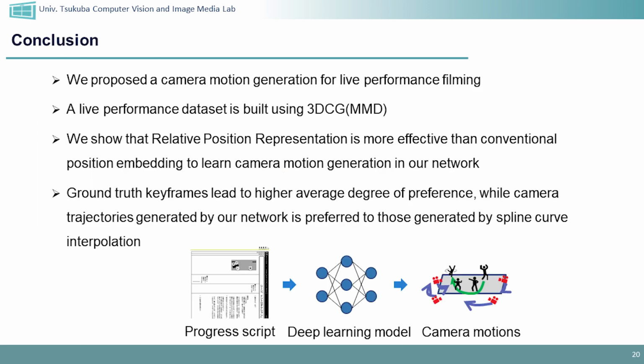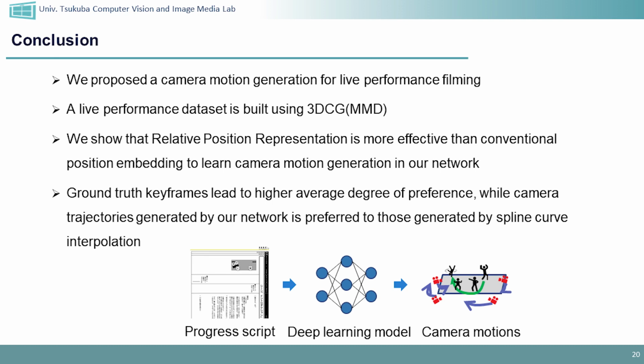Here is the conclusion. In this study, we proposed a 2-stage camera work generation method that can be applied during the filming of live performances. We collected datasets for live performances, consisting of both performer and camera positions and orientation from 3DCG. We compared transformers that embed the relative positional information with surrounding frames and transformers that embed the absolute positional information. It was confirmed that embedding the relative positional information is effective for learning camera work in our method.